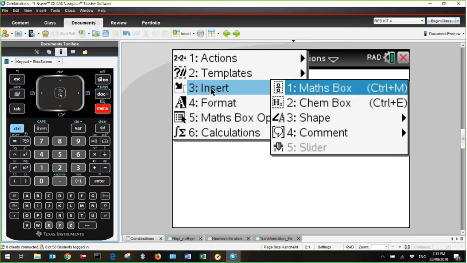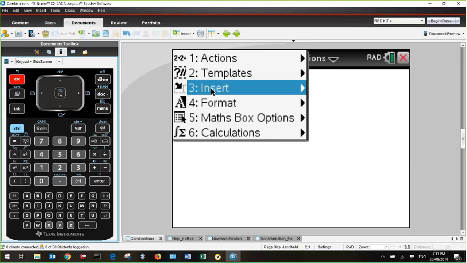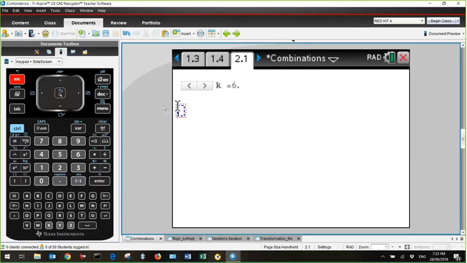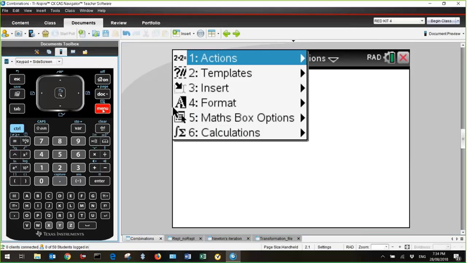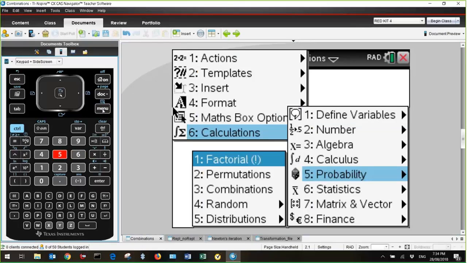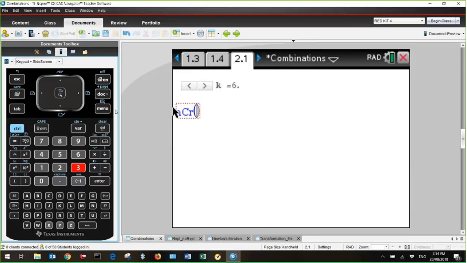Okay, so when you're in the Maths box, if you go to Menu and number 6, Calculations, you'll see that you've got the same menu as in the calculator application. So we can go to Probability and Combinations, and we get our nCr there. But the difference is that because I've got a slider with k, I can now have k, comma 2, for example, and 6C2 is 15.